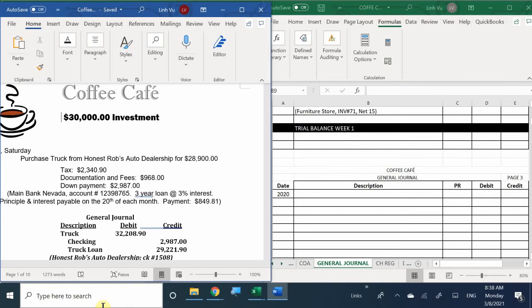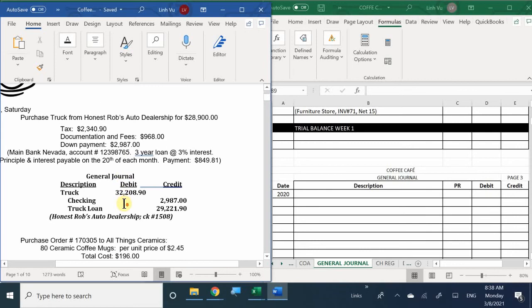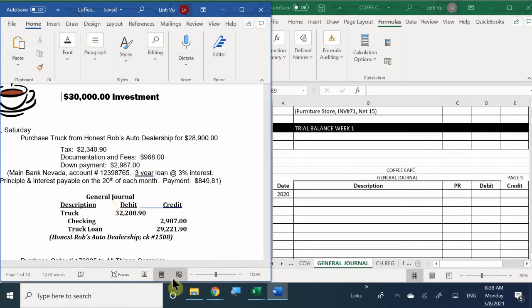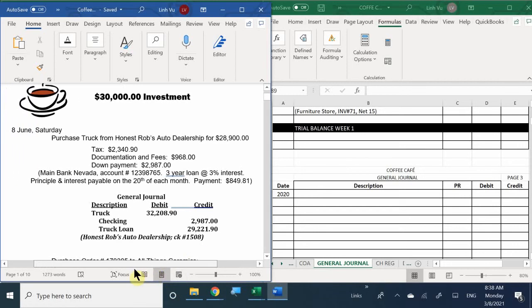So the following month is when we make our monthly payments of $849, right? That's where we also have to start accruing the interest and include it in our journal. A portion of the money that we pay covers the interest, and anything after that covers the actual principal. So in this case, all we're looking for is that we bought a truck, we made a down payment, and we got a loan. All right, so let's go ahead and journalize this.